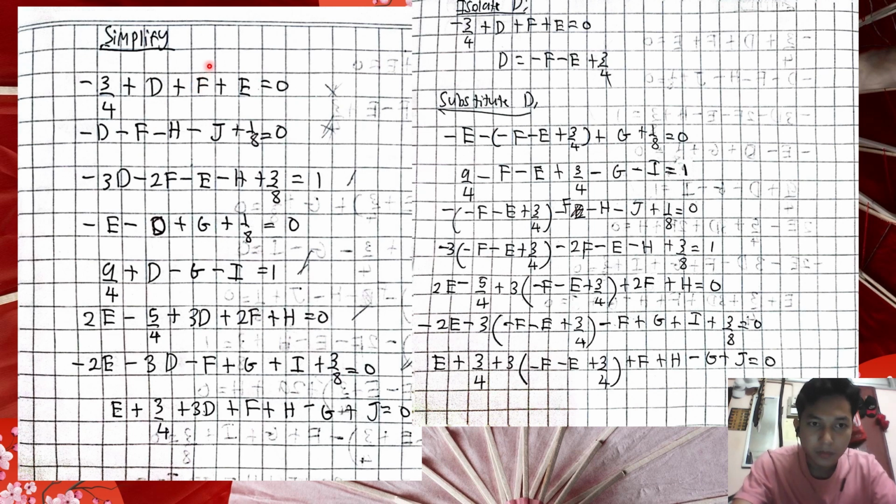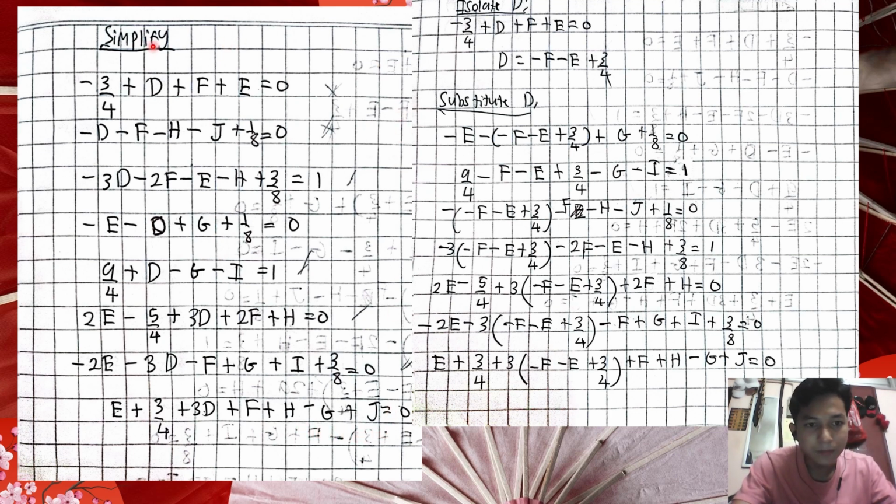Moving on, we're going to simplify the previous equations, and we get negative 3 over 4 plus d plus f plus e equal to 0, negative d minus f minus h minus j plus 1 over 8 equal to 0, negative 3d minus 2f minus e minus h plus 3 over 8 equal to 1, negative e minus d plus g plus 1 over 8 equal to 0, 9 over 4 plus d minus g minus i equal to 1, 2e minus 5 over 4 plus 3d plus 2f plus h equal to 0, negative 2e, negative 3d, negative f plus g plus i plus 3 over 8 equal to 0, e plus 3 over 4 plus 3d plus 4 plus h minus g plus j equal to 0.